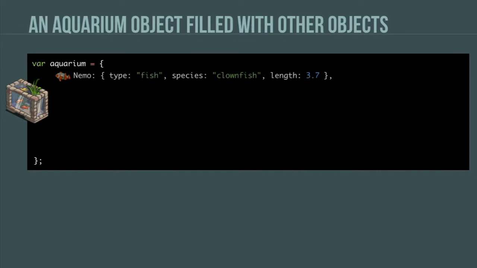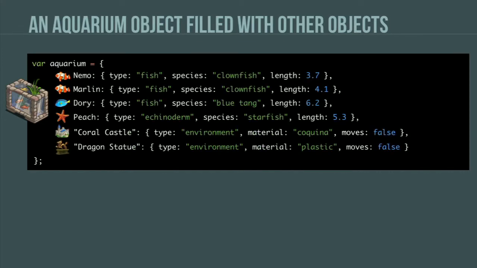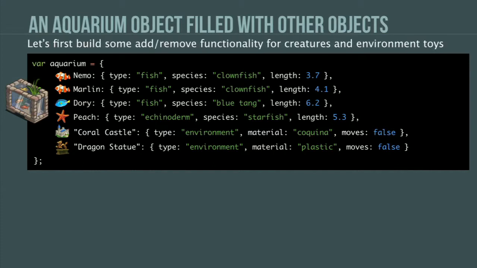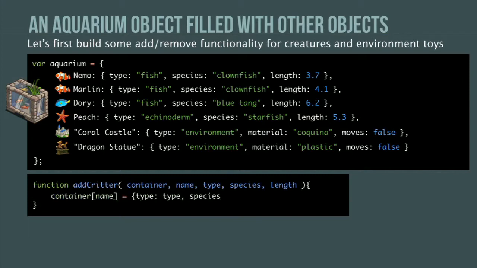Inside our aquarium, you can see we have some fish, a starfish, as well as a couple toys, a coral castle and a dragon statue. Our aquarium looks pretty good, but what if we wanted to add some creatures? Well, we can build a function called add critter. And in that, we would pass a container. In this case, we're probably going to be passing the aquarium, as well as the name of our creature, the type, the species, and the length.